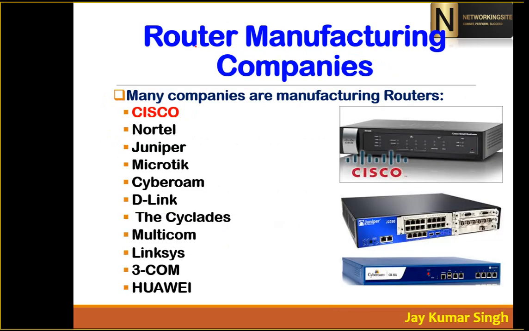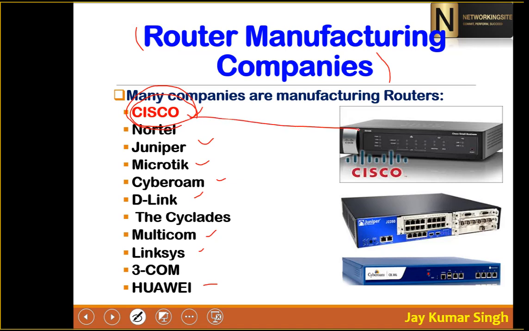Now, as I told you, about router manufacturing companies, Cisco is not the only company who creates routers. There are multiple companies who create routers, like Cisco, Juniper, Mikrotik, Cyberoam, D-Link, Multicom, Linksys, Huawei. There are multiple companies who make routers, but Cisco is the main leading company. If you have knowledge of Cisco router configuration, it means you can work on other routers also.